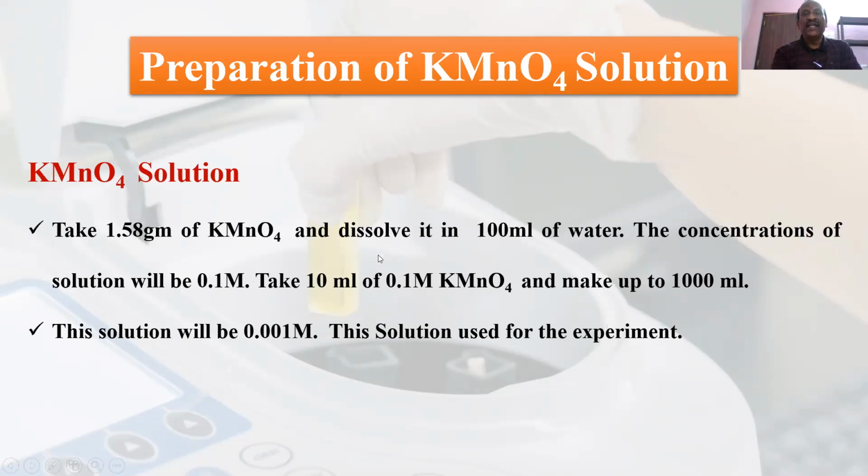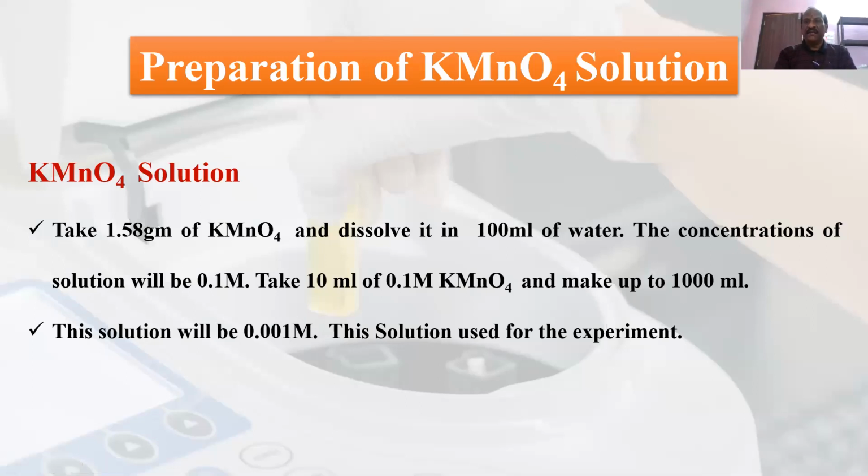From the 100 ml we take 10 ml and make it up to 1000 ml. Then the 1000 ml solution of KMnO4 becomes 0.001 M. So this solution we used in the experiment. You have to keep in mind the preparation of the KMnO4 solution.